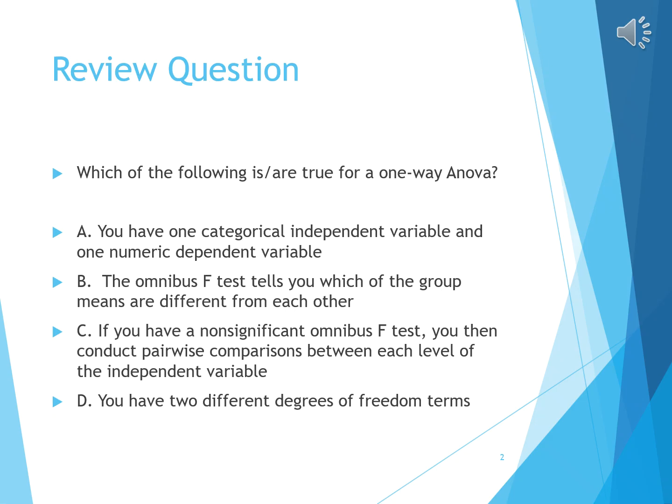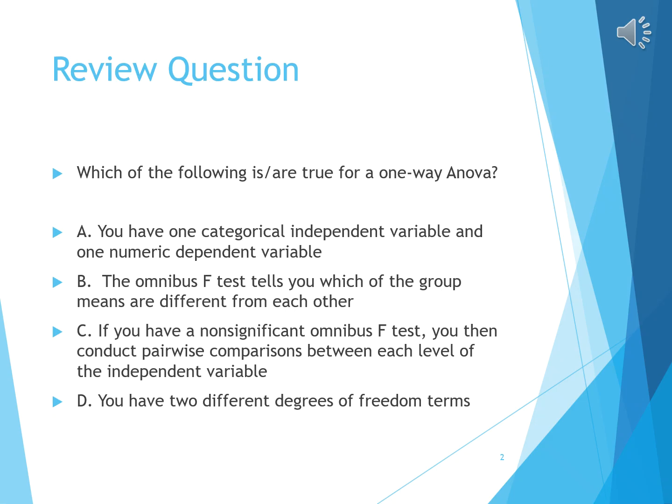C, if you have a non-significant omnibus F test, then you conduct pairwise comparisons between each level of the independent variable. That is false. If you have a non-significant F test, then you don't even keep going because you're just done at that point. It's not worth continuing on. D, you have 2 different degrees of freedom terms. That is true. You've got 2 different degrees of freedom terms.